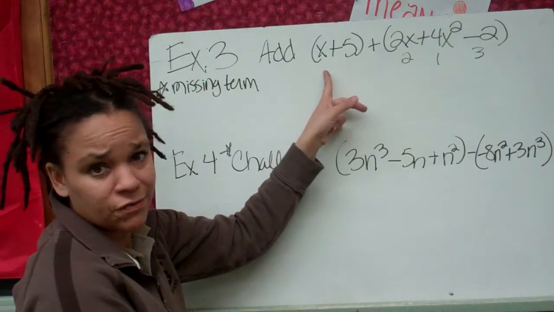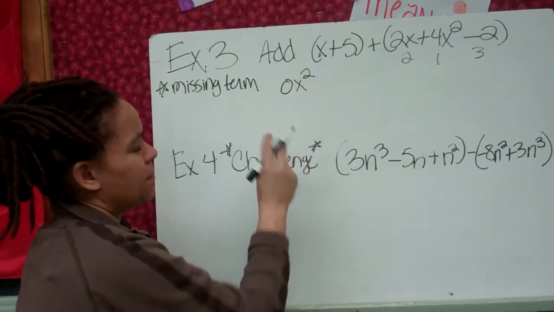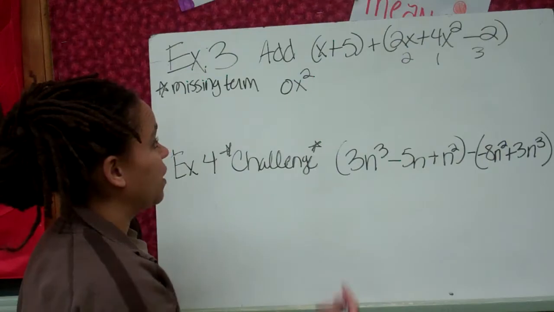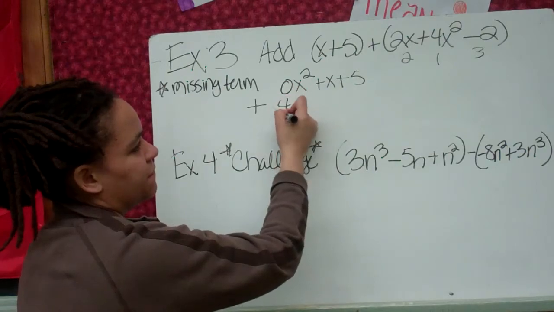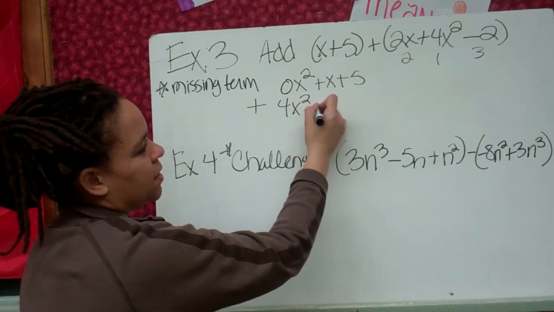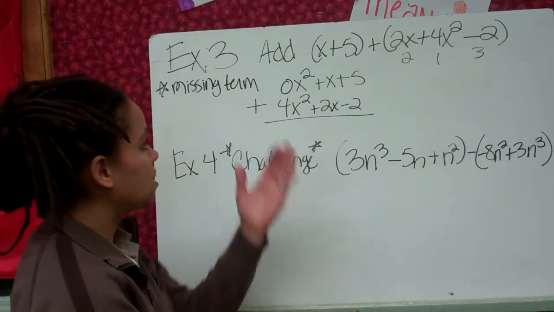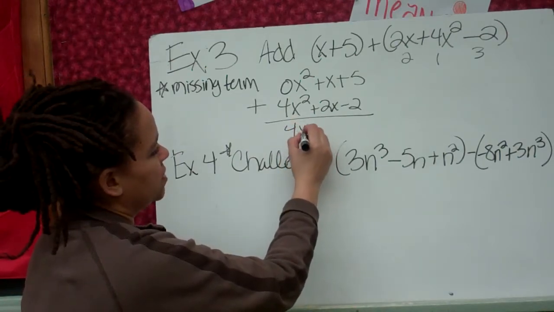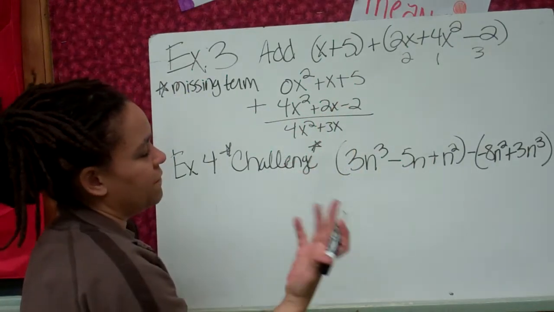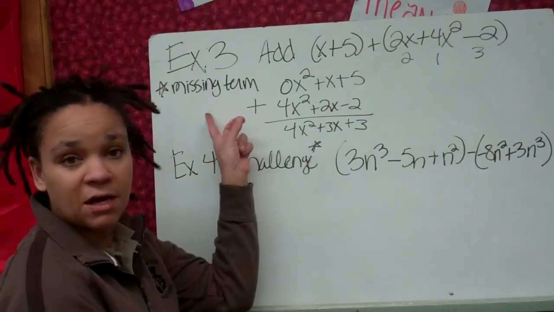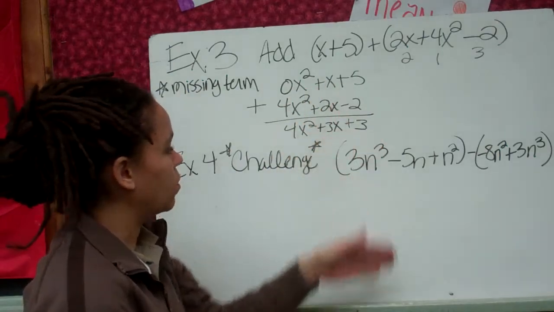But I don't have a first over here. So here's what we're going to do. We're going to put 0x squared, because 0 times x squared is why it's knocked out anyway, it's not there, plus x plus 5. Now when I write this underneath, 4x squared plus 2x minus 2, I have somewhere for the x squareds to go. So nothing plus 4 is just still going to be 4x squared. Add up, that'll be 3x. 5 plus negative 2, or 5 minus 2 will be 3. So just be careful when there's a missing term, plug a 0 as the coefficient for that term so that there's a placeholder for it.